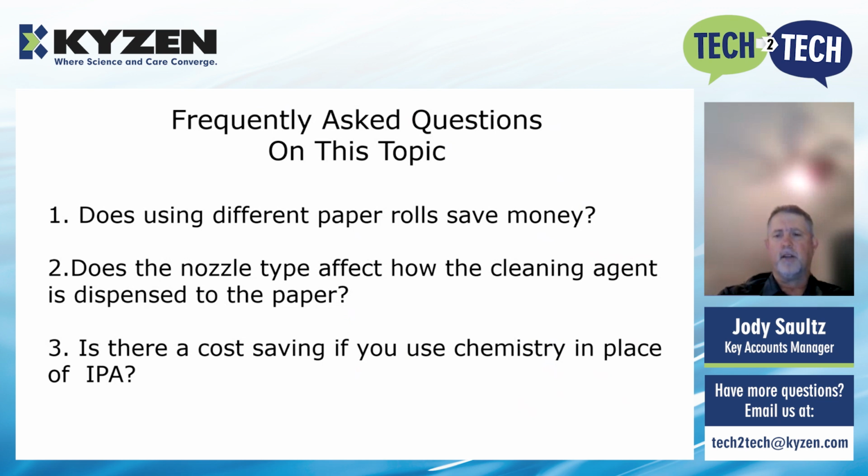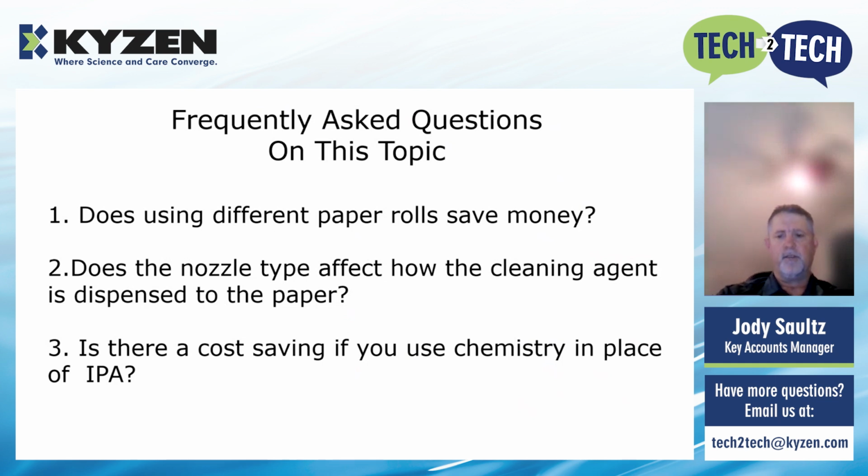Does the nozzle type affect how the cleaning agent is dispensed to the paper? Every printer out there has a different delivery system. So the most important thing is, you don't need 3 inches of wetting of paper to clean the underside wipe on the stencil. Focus on 15 to 20 millimeters, 3/4 of an inch. Doesn't matter what delivery system you have, even if you are using cheaper paper and you're not willing to change it out, still focus on that 3/4 of an inch, that 15 to 20 millimeter width on the paper. And that's going to have a great impact on reducing costs.